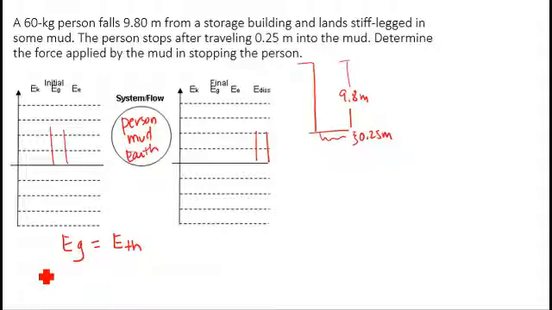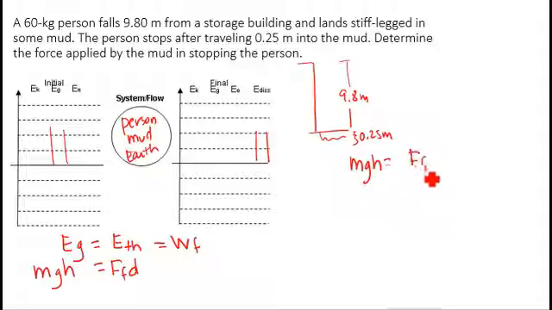So I know that the potential energy is mgh. And what we've said before in a previous slide is that the energy done by friction is captured in just the work done by friction. And so this is the work done by friction, which is the force of friction times the distance over which friction is applied. So I'm just going to rewrite this up here. So I've got mgh is force of friction times d.